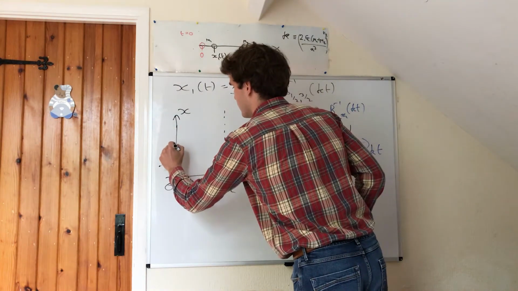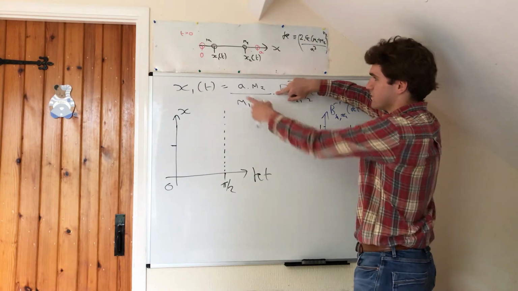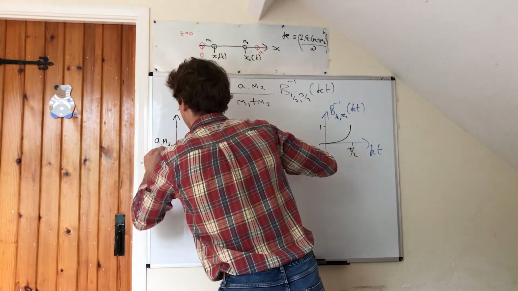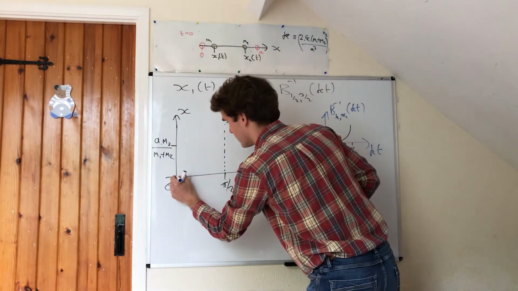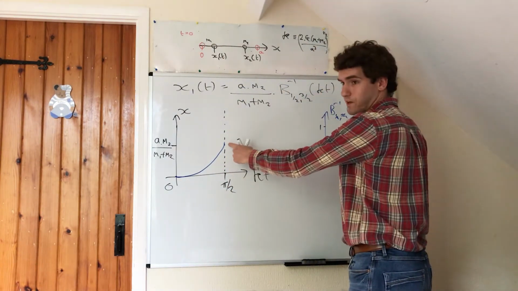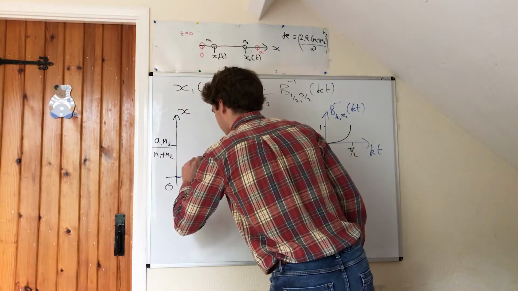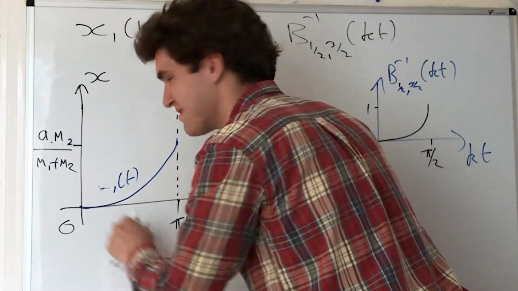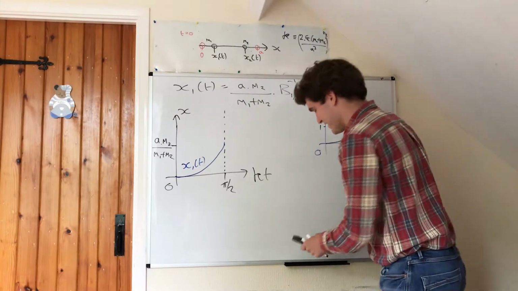So what happens when kappa t is equal to pi by 2? Well, we know that this thing will be 1, so this x1 will actually be equal to this constant. So this will be equal to a times m1 over m1 plus m2. And we can go ahead now and sketch this as the same shape. Then the gradient will be infinite here and be 0 here. Okay, so that's our x1 as a function of time. I don't like the way I've written the x there. There we go, that looks a bit nicer.